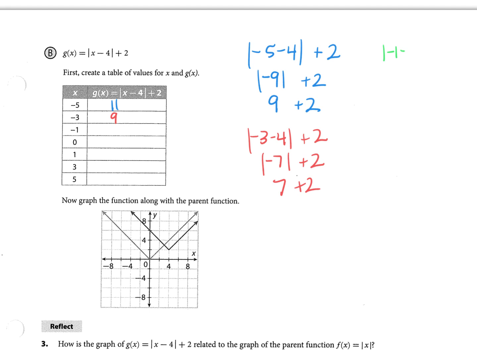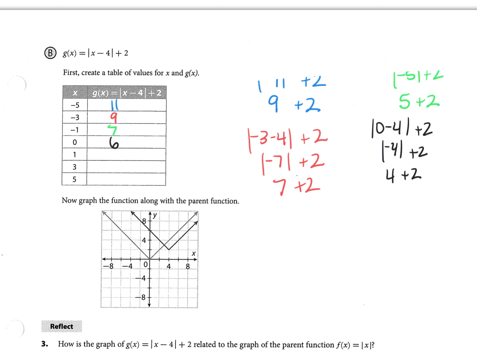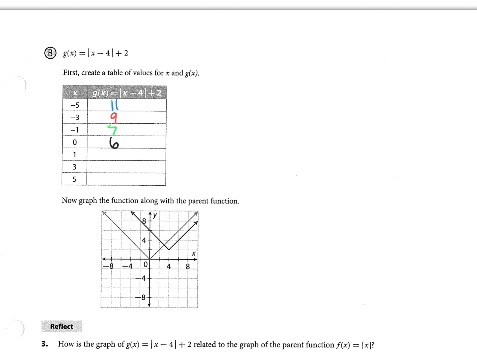-1 minus 4 is -5. The absolute value of -5 is 5, and 5 plus 2 is 7. 0 minus 4 is -4. The absolute value is 4, and 4 plus 2 is 6. One minus 4 is -3. The absolute value of -3 is 3, and 3 plus 2 is 5.